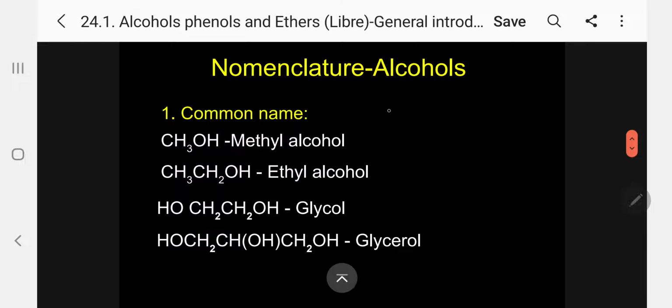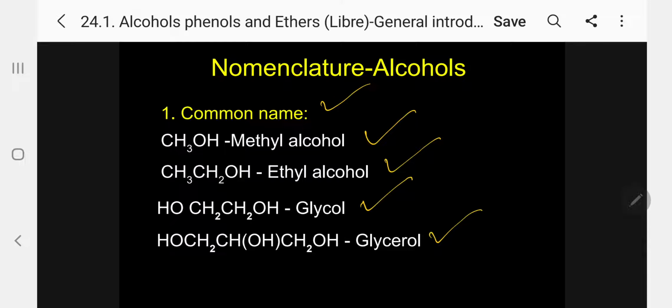Now let me come to the nomenclature. Alcohol common names: methyl alcohol, ethyl alcohol. This is glycol, this is glycerol. So these four we are going to study for preparation, properties and uses. That's why I am giving examples here. So the common names are methyl alcohol, ethyl alcohol, glycol and glycerol. Glycol has 2 OH groups, glycerol has 3 OH groups.